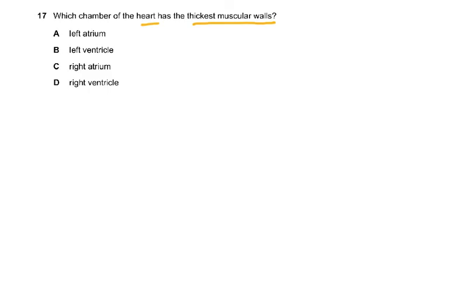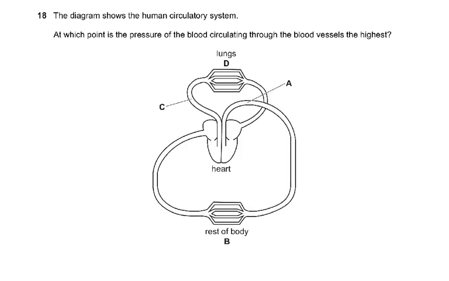So the answer to 17 is B, which is the left ventricle. Question number 18. The diagram shows the human circulatory system. At which point is the pressure of the blood circulating in the blood vessel the highest? We know it has to be the aorta. The aorta comes out of the left ventricle, so it is this one which it is coming out of.